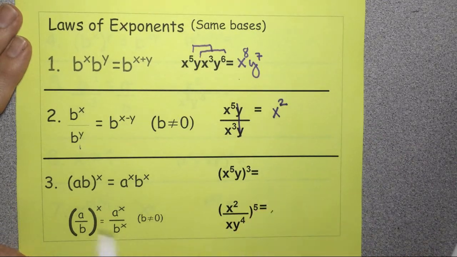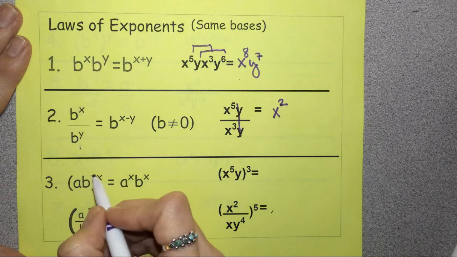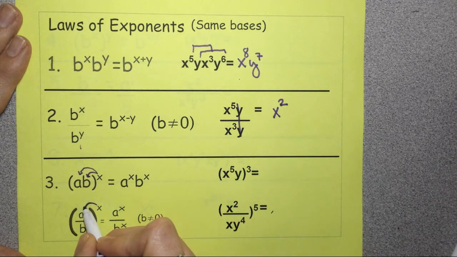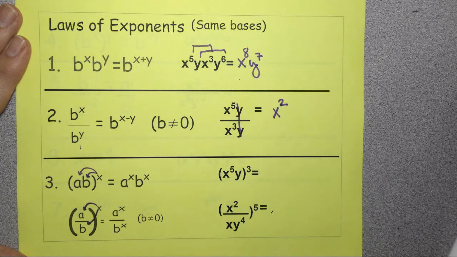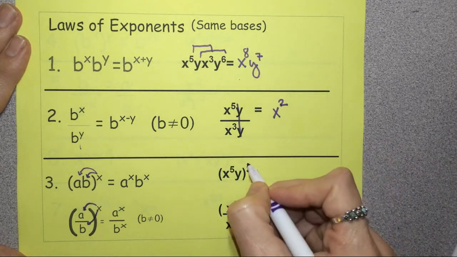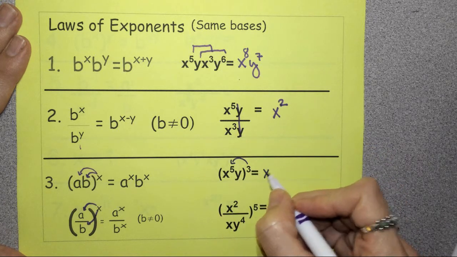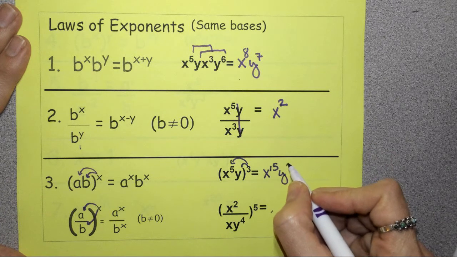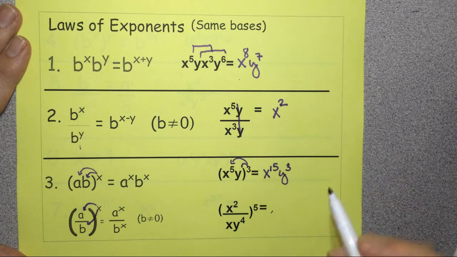On number 3, we were reminded that when we have an exponent on the outside, you're going to distribute this to each base. And if it's a fraction, you're going to remember to do it to the top and the bottom. So on the first example right here, we're going to have 3 times 5, which is going to give me x to the 15. And we're going to have 3 times that imaginary 1, which is going to give me 3.